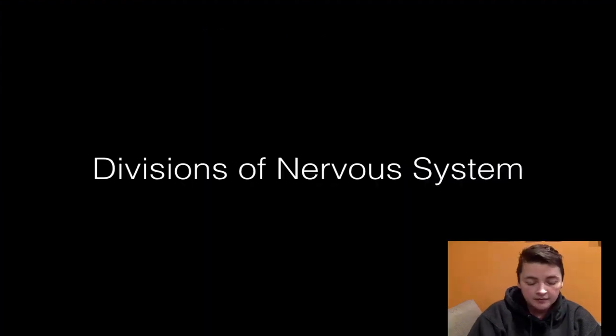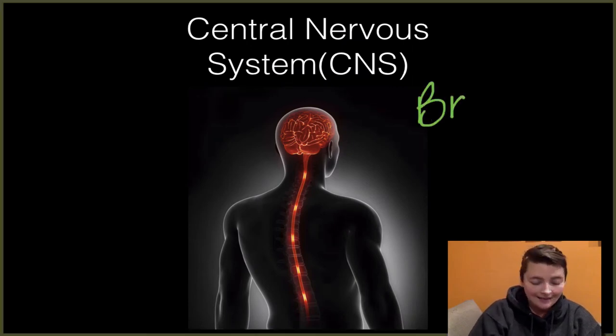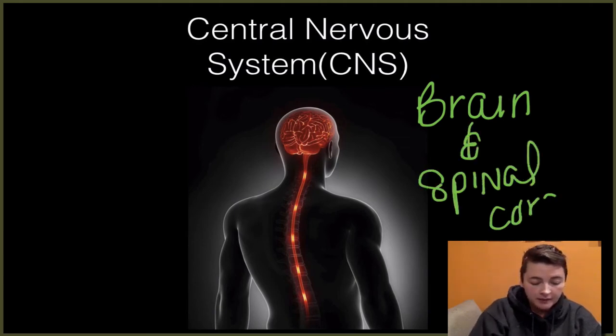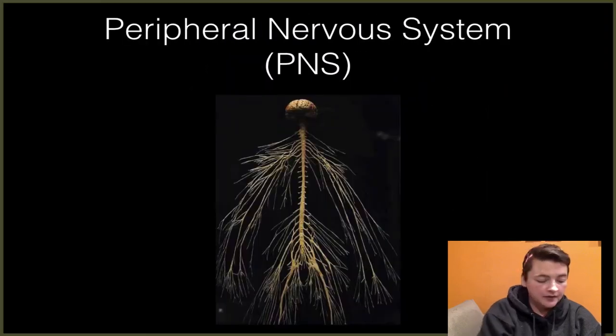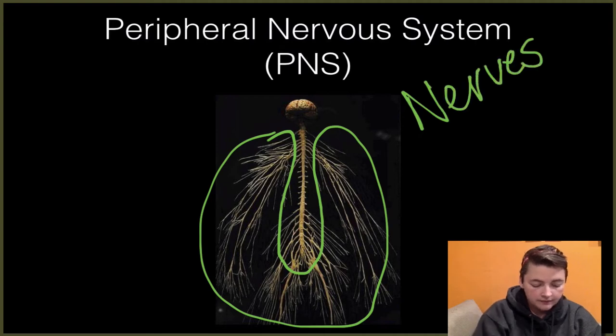The nervous system is divided into two sections. First, we have the central nervous system, or the CNS. It is made of the brain and spinal cord. Then we have the peripheral nervous system, and the peripheral nervous system would basically be all of the rest of the nerves in the body.